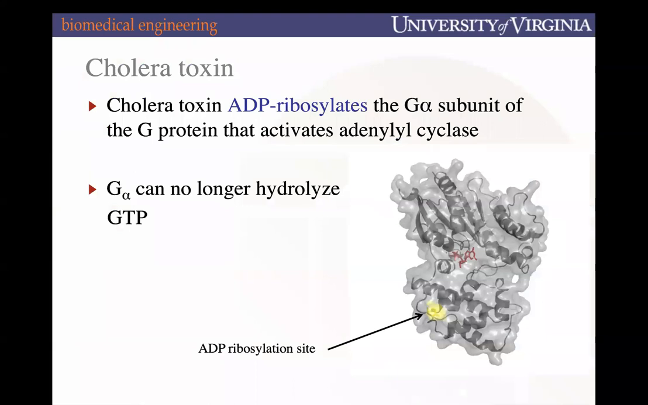So in cholera, the cholera toxin promotes a modification on the alpha subunit of the G protein. That modification is an ADP ribosylation, where it activates adenyl cyclase. And the consequence of this ADP ribosylation is that the alpha subunit can no longer hydrolyze GTP to GDP. Now, does anyone want to venture a guess of what the consequence is of the alpha subunit not being able to hydrolyze GTP to GDP? Yes. It would stay active. It's exactly right.